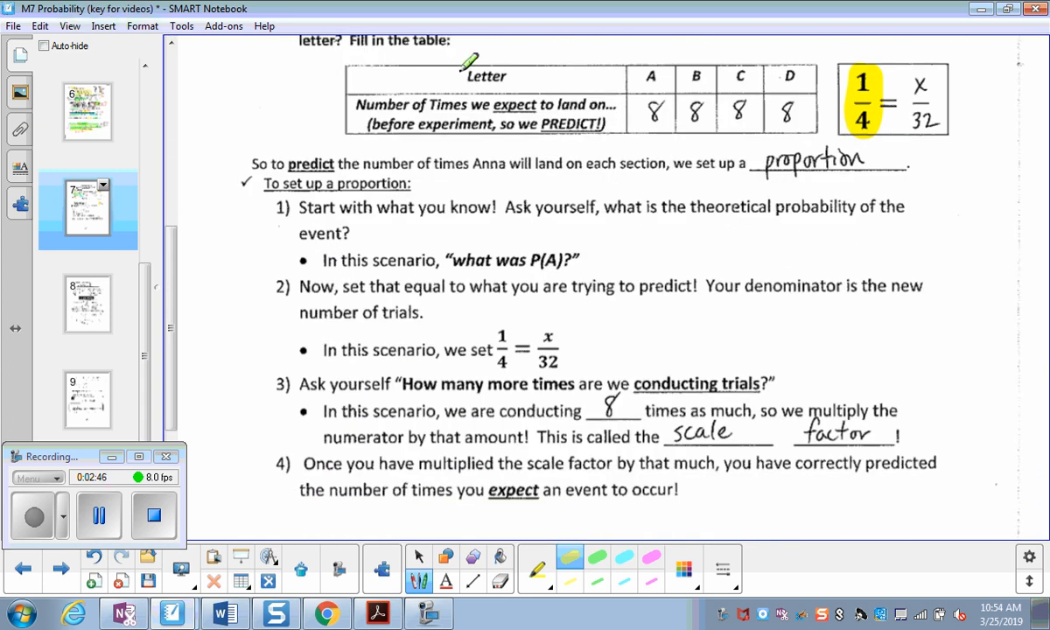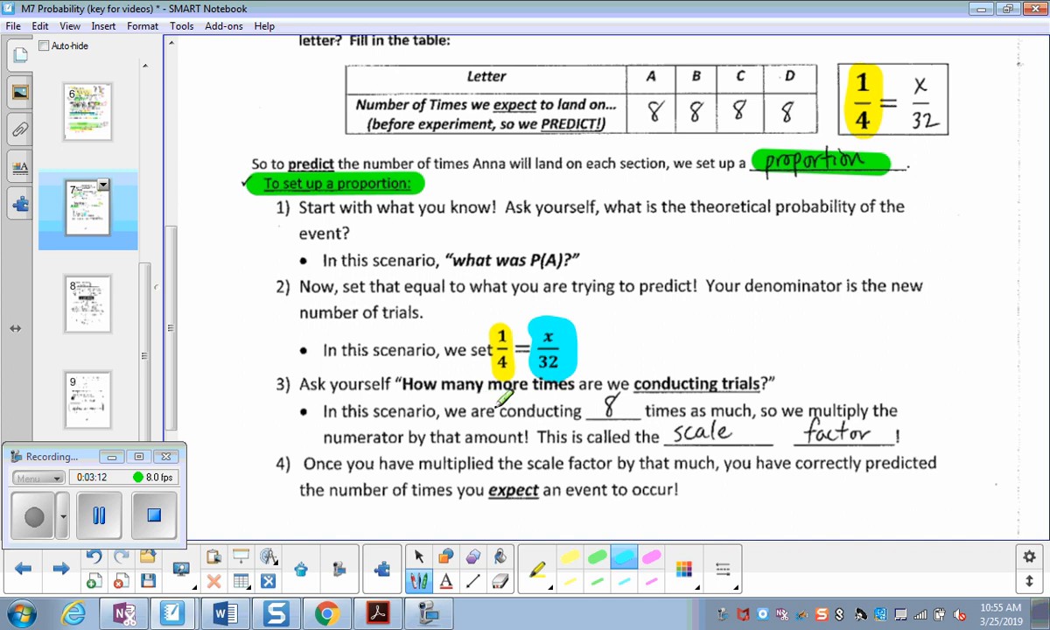To predict the number of times that we're landing on each section, we just simply set up a proportion. Now, to set up a proportion, we've done this a lot so far this school year. We're going to start with what we know. And the thing that's given to us right now is the theoretical probability. And we're using that to then set it equal to an unknown out of the total number of trials. So we started with theoretical, put X over 32.